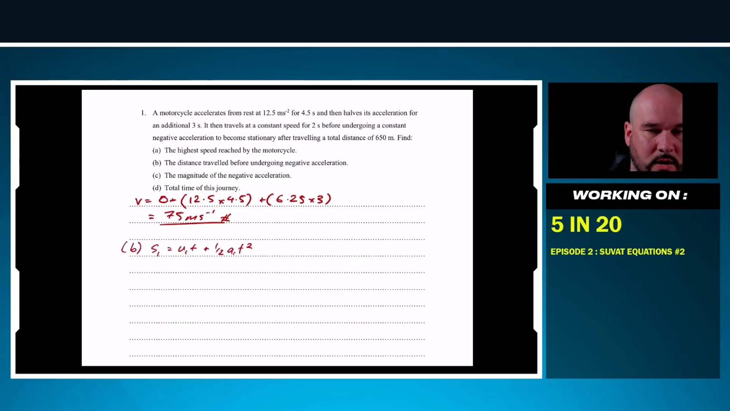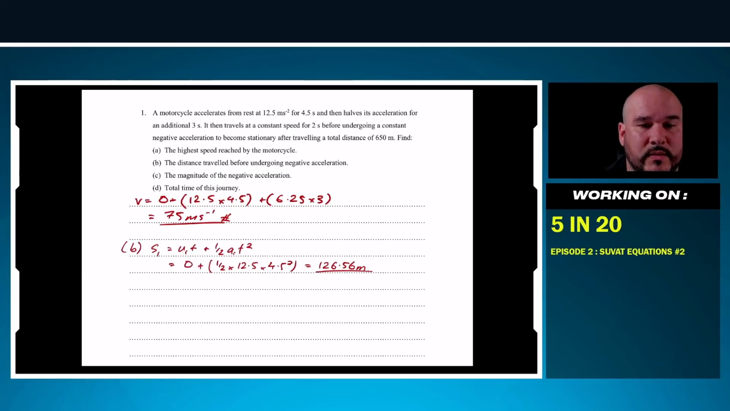u1 therefore is going to be 0, and our acceleration is going to be 12.5, and it does it for 4.5 seconds. So 0 plus half times 12.5 times 4.5 squared. This will be our displacement for the first section, the section where it's undergoing that large acceleration: 126.5 meters, thereabouts.